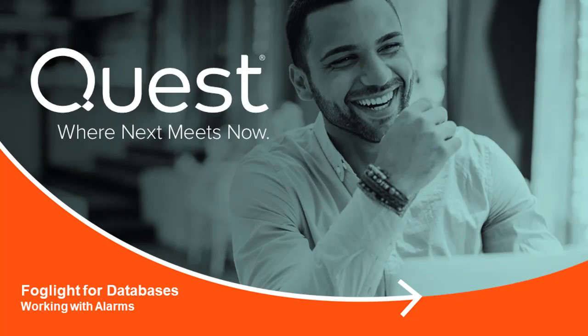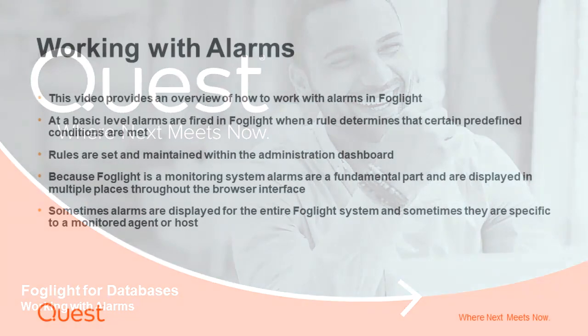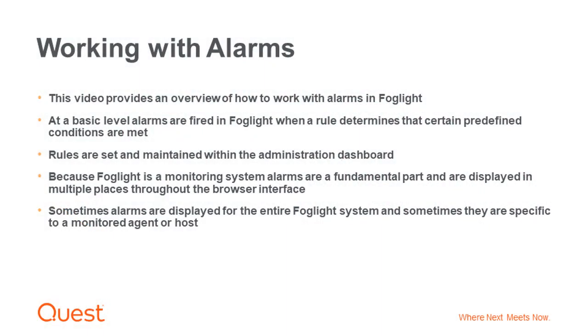This video details how to work with Foglight alarms. This video provides an overview of how to work with alarms in Foglight. At a basic level, alarms are fired in Foglight when the rule determines that certain predefined conditions are met. Rules are set and maintained within the administration dashboard.